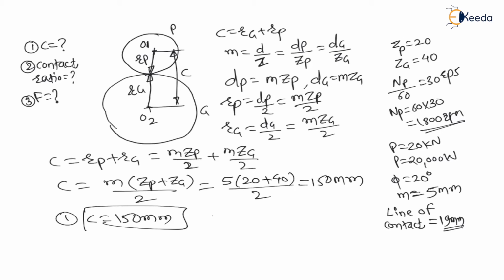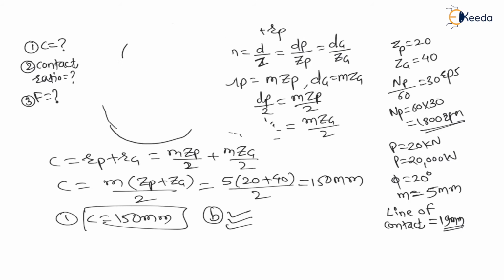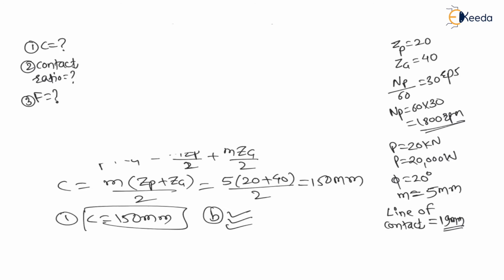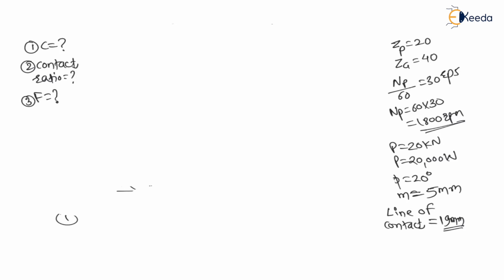And look at the options. You will find option B will be the correct choice for the first question. Now let us go for the next question. The second question is to find contact ratio. And in one of the theory lectures, we have derived this contact ratio.